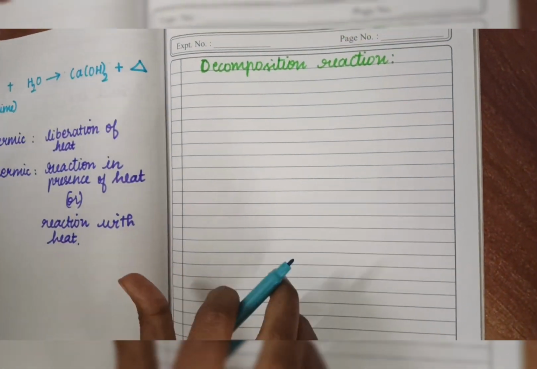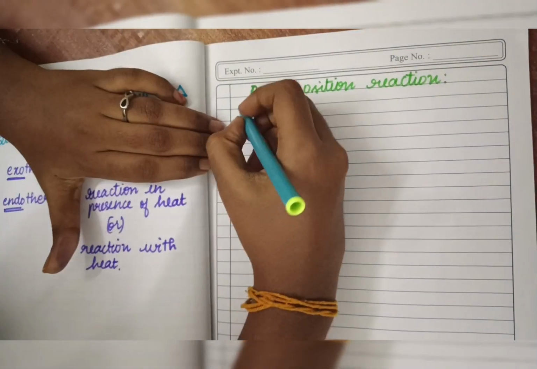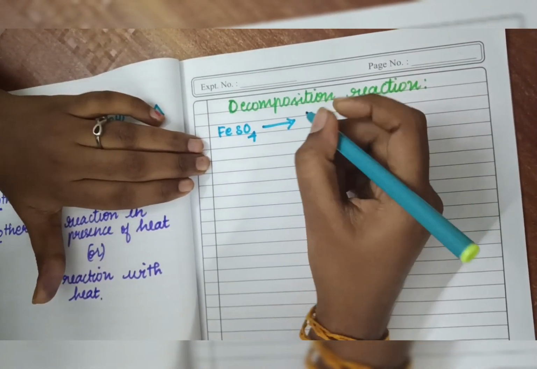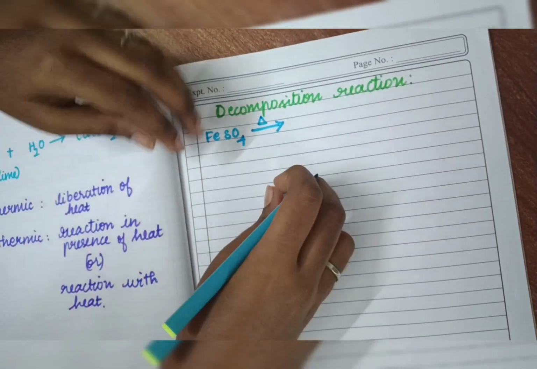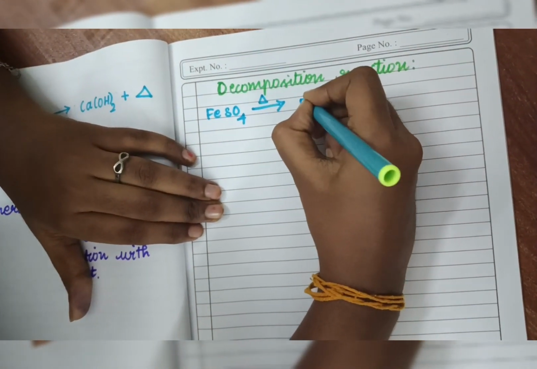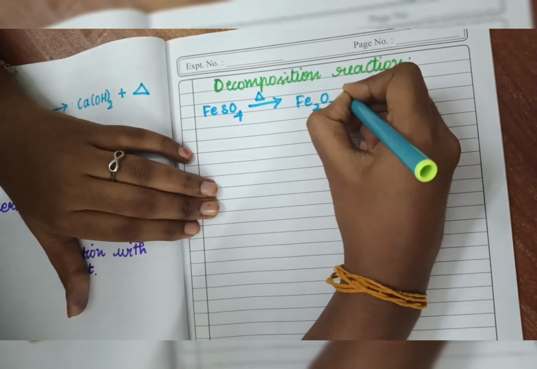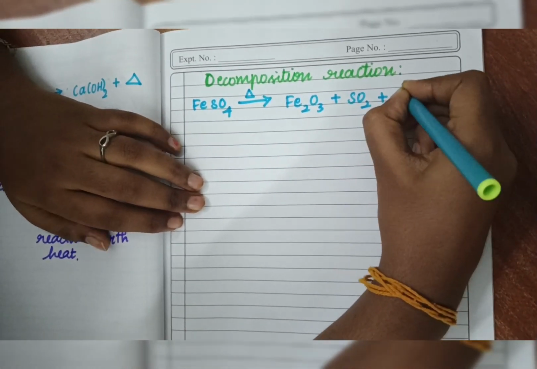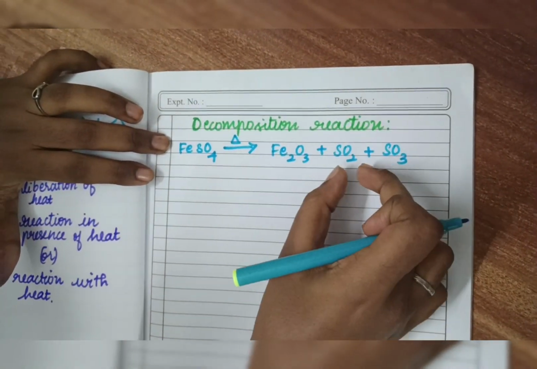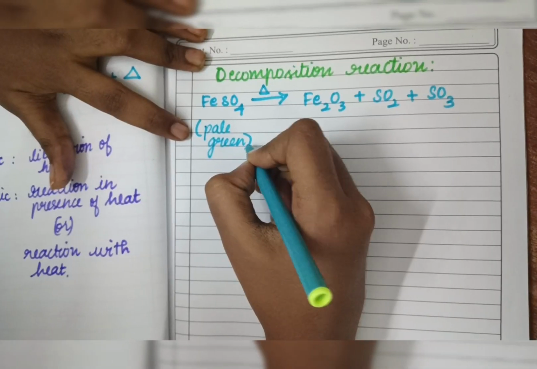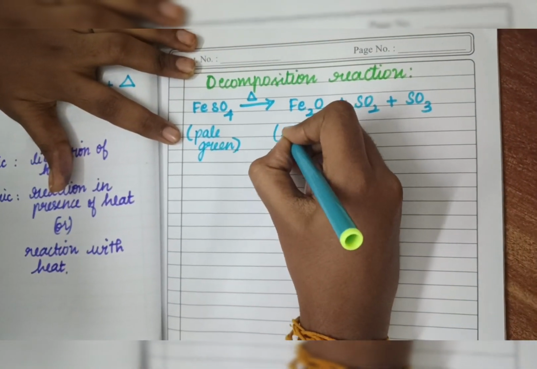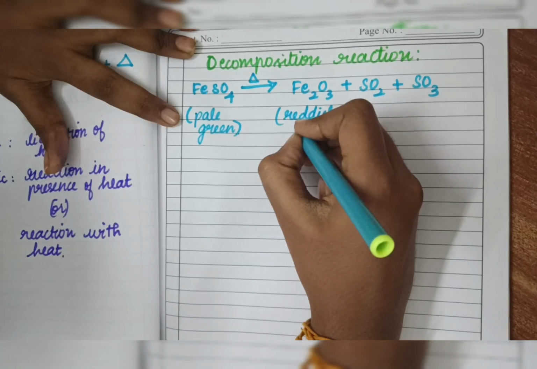A decomposition reaction is exactly opposite to a combination reaction. For example, you have ferrous sulfate. When you heat ferrous sulfate, which means the reactant needs heat to perform its reaction, ferrous sulfate gives ferric oxide, sulfur dioxide and sulfur trioxide. The color of ferrous sulfate is pale green.